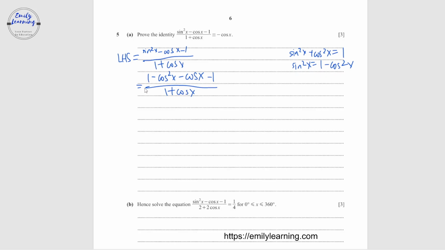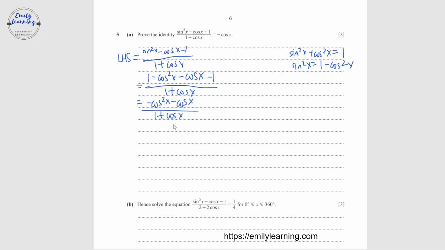So next, let's simplify this. So 1 minus 1 is 0, so this is gone. I have cosine square x minus cosine x. Let me first write this out. And I want to cancel something, so that at the end of the day, I am only left with cosine x.